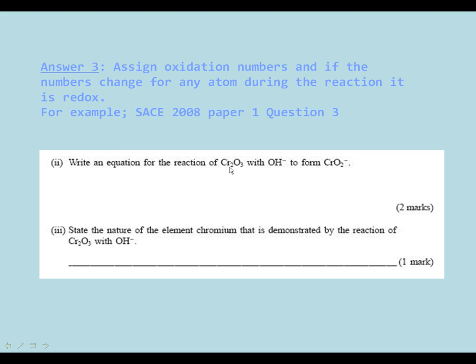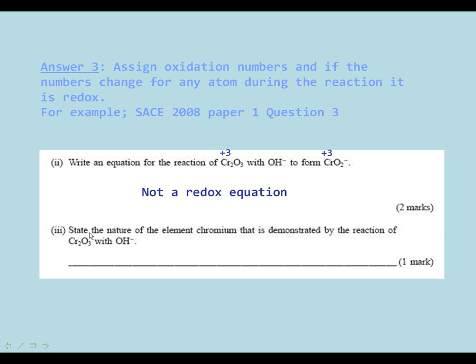Now, typically you would look at this reaction and see that it contains chromium. Chromium is a very common element in redox reactions. You would assume intuitively that this is going to be a redox reaction. But if you're not sure, then assign oxidation numbers. In the chromium oxide compound, chromium has an oxidation number of +3. And in the chromite ion, chromium has an oxidation number of +3. So in the conversion of chromium trioxide to chromite, there is no change in oxidation number. And so the fact that there's no change in oxidation number means that this is not a redox equation.